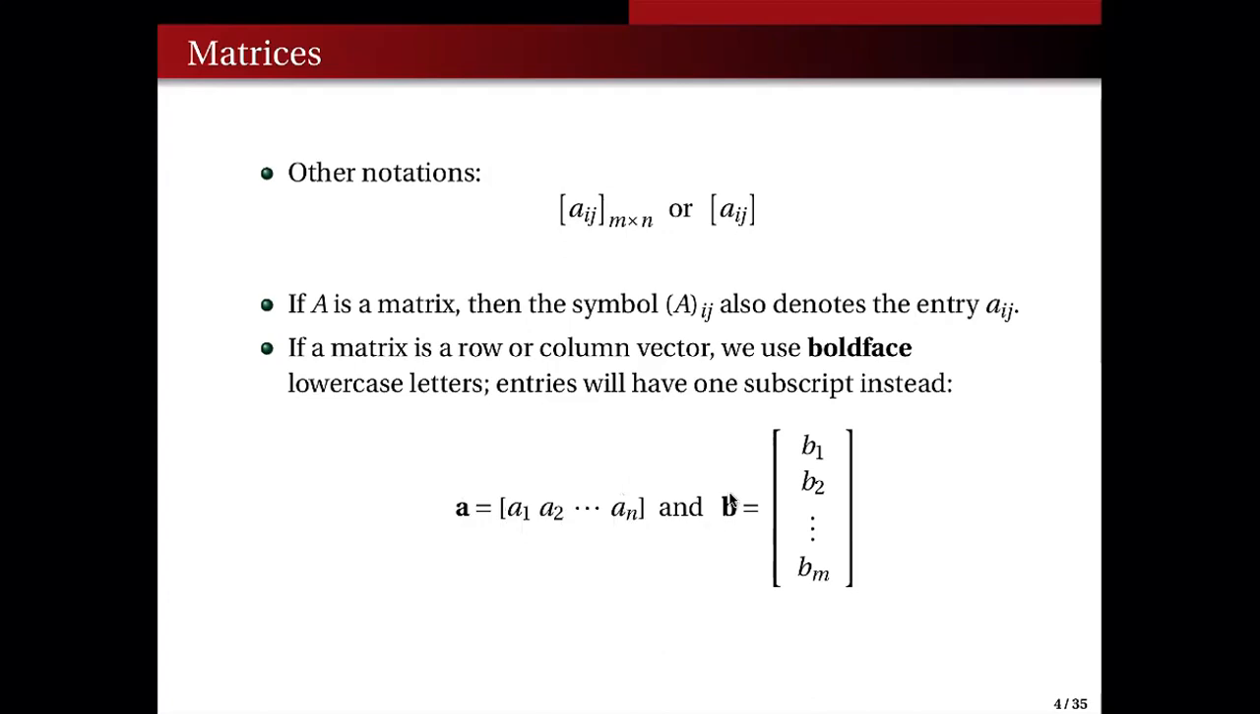Okay? Here, we have a column vector. Okay? So we use a small letter, boldface b, for the name of this column vector. And the entries are b1, b2 until bm. So again, a single subscript. It's because we know that the column is just one. So we don't have to put that. Okay? So this is only for the case of a column vector or row vector. Questions?